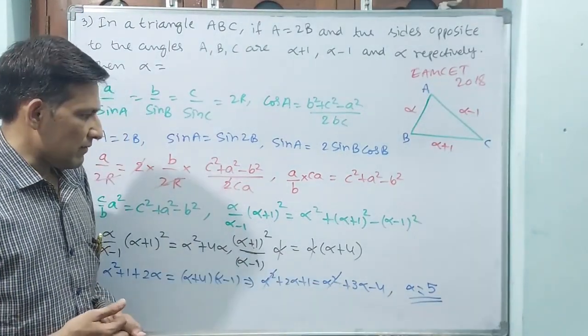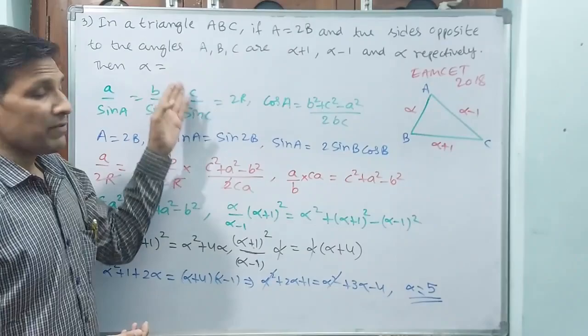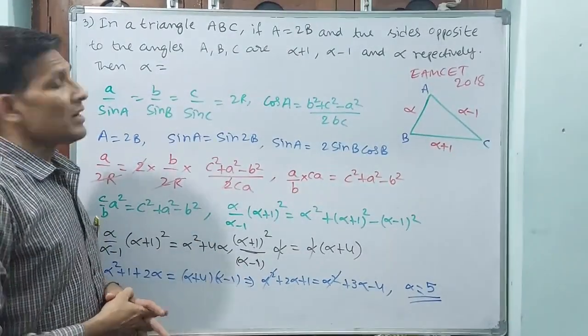3 alpha minus 2 alpha is alpha. Alpha is equal to 5. That means alpha value only they are asking. Alpha has come 5. Let us go for next question.